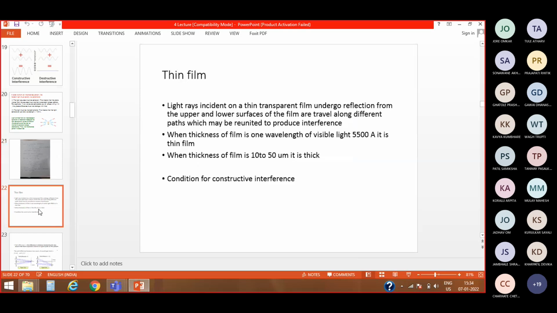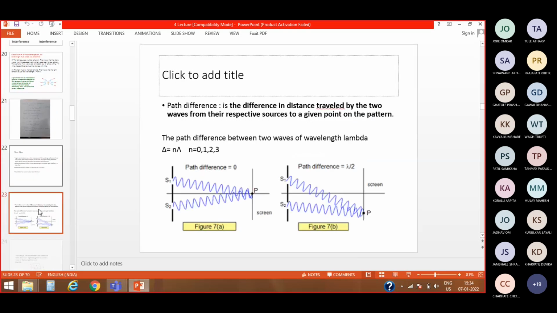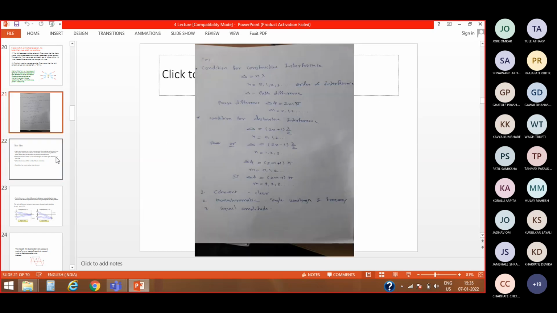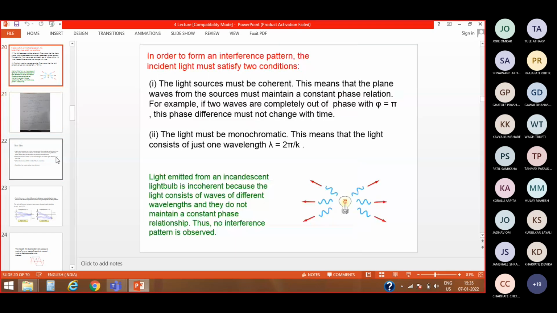Now thin films. Thin films: light rays incident on a thin transparent film undergo reflection from the upper and lower surfaces of the thin film, travel along different paths, which may be reunited to produce an interference pattern. So the interference pattern is obtained because of what? Here we saw it in the soap bubble.